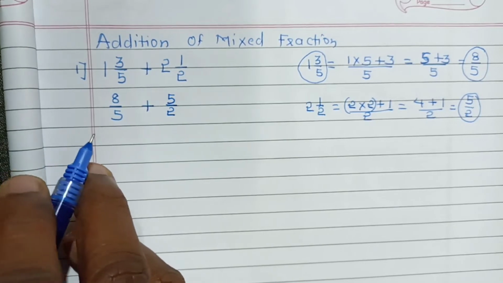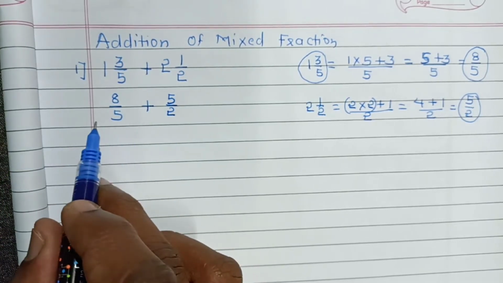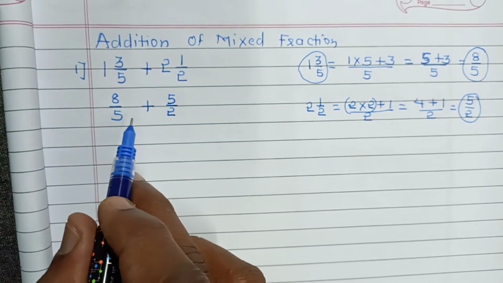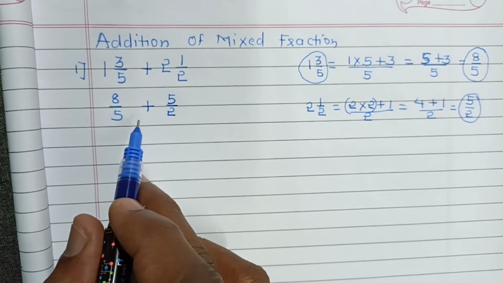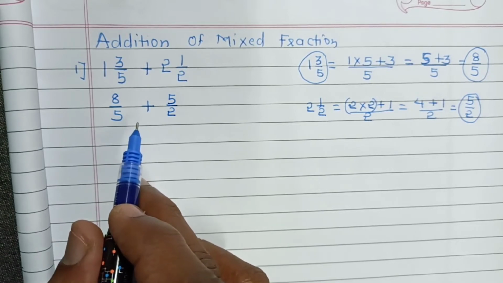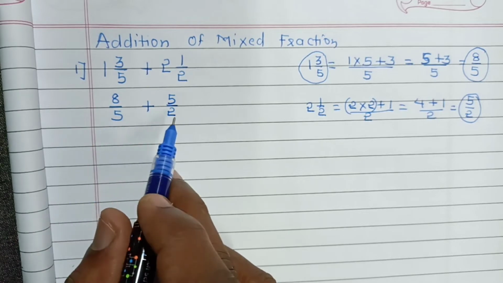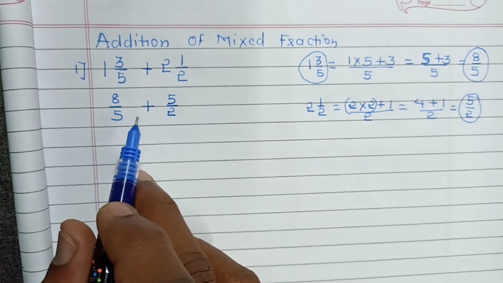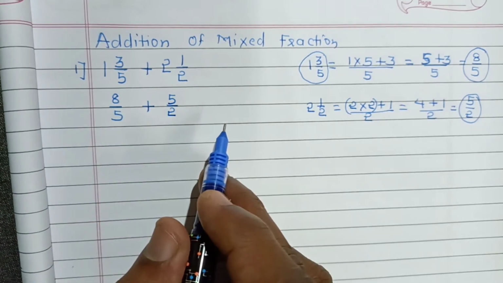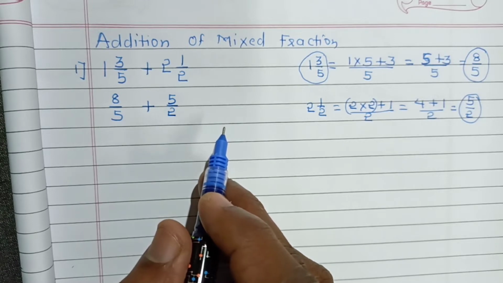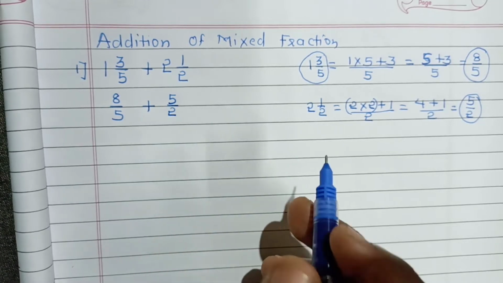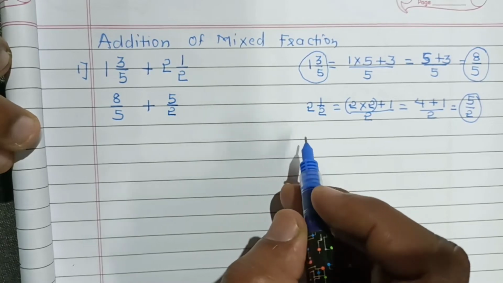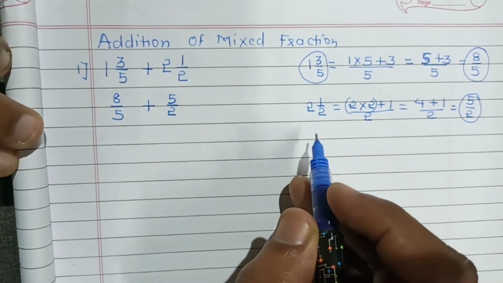So next step, what you have to do? You have to see the denominator. If the denominator is different, then what you have to do? You have to find out the LCM. If the denominator is the same, then no need to find out the LCM. There are two methods to find out the LCM. One method is the shortcut method, and one more method is there. First, let me find out with the shortcut method.